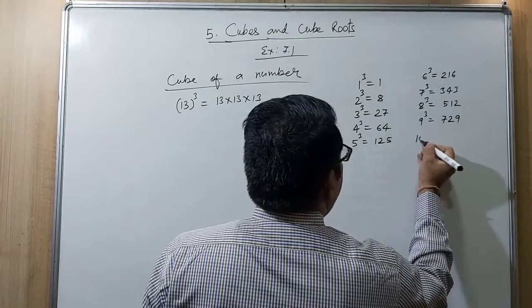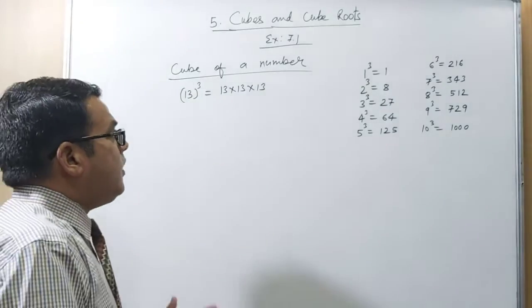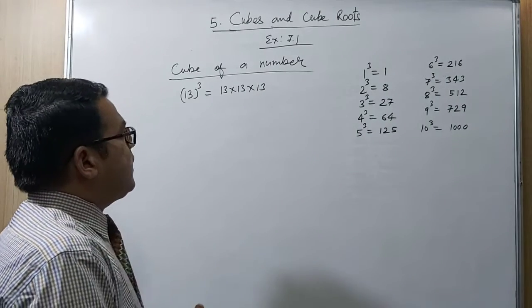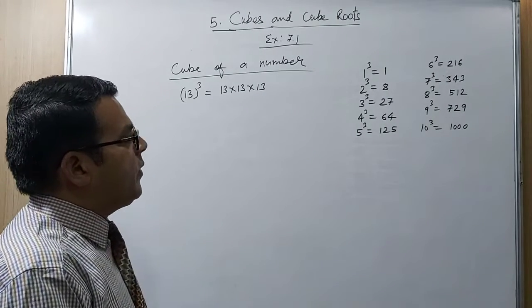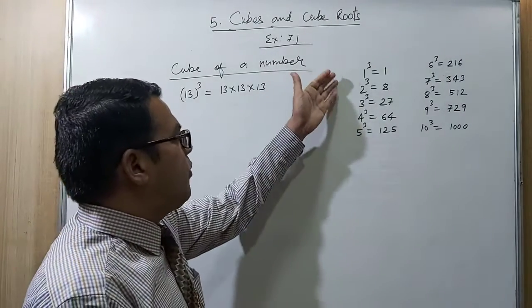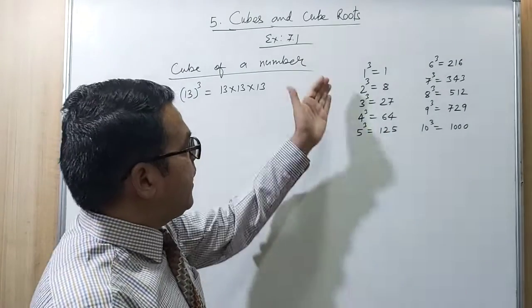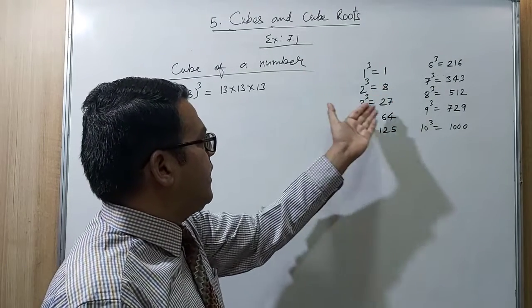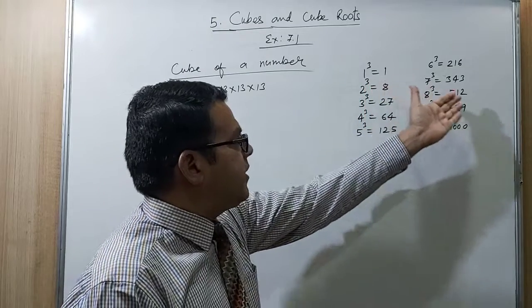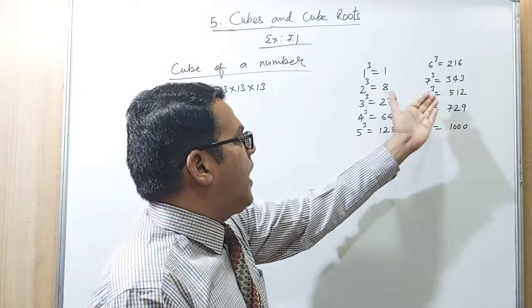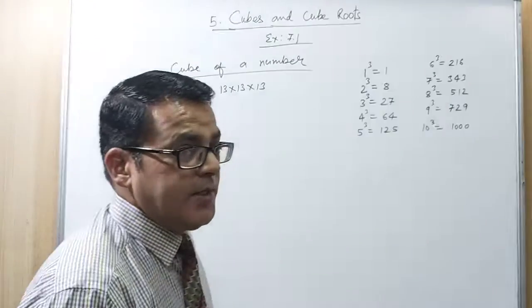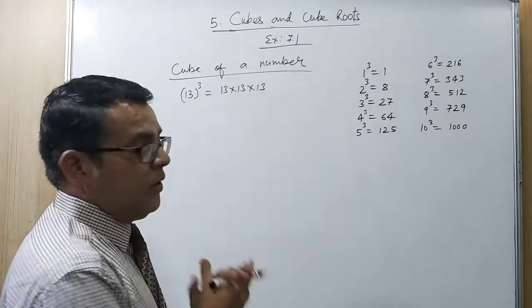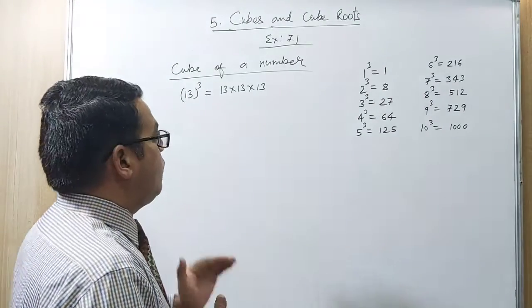And cube of 10 is. So student, to use this trick to find cube of a number, you must know cubes of the numbers till 10. Here I have written cube of 1 is 1, cube of 2 is 8, cube of 3 is 27, cube of 8 is 512, cube of 9 is 729, and cube of 10 is 1000. You must know, then only you can use this trick.